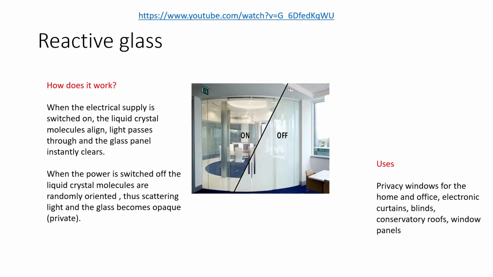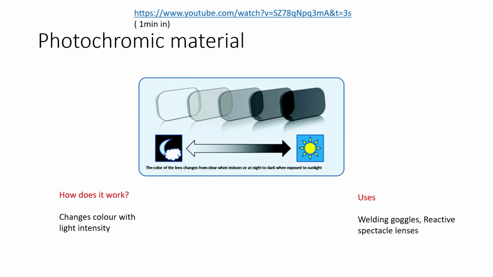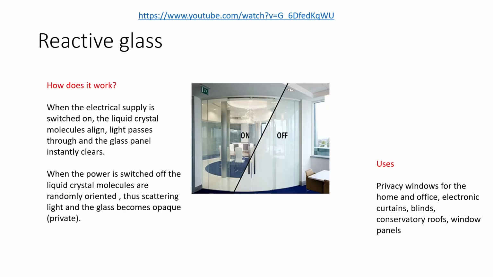So you've got reactive glass, which is different, so please don't get these two mixed up. Reactive glass is reacting to an electrical current. So when an electrical current is put through the glass, it's on, the glass is going to be clear, because all of the molecules on the inside of it are lined up perfectly. And when they're lined up perfectly, it means you can see through it. As soon as you turn the power off, they scatter randomly, which is why you end up with this misted, foggy sort of thing that you can't see through. So it becomes private. So it's used a lot in privacy windows.